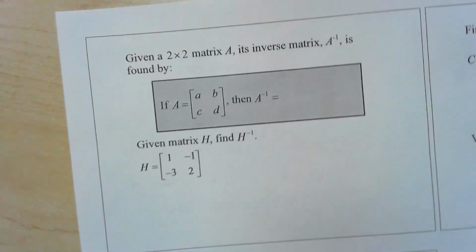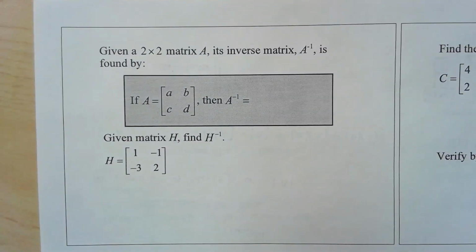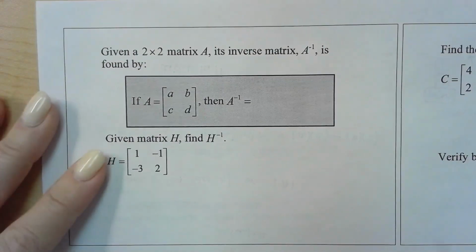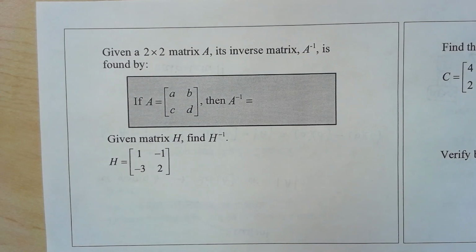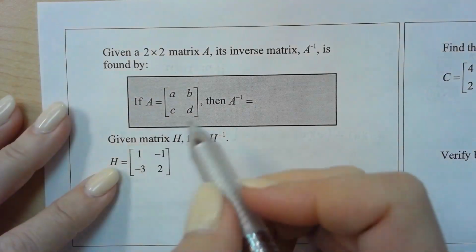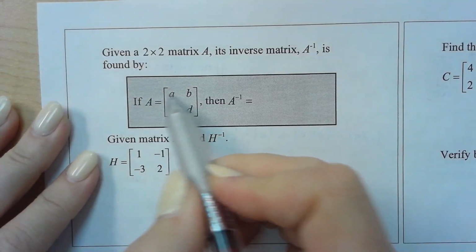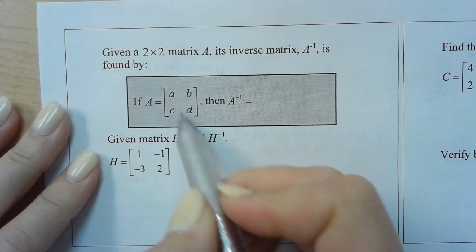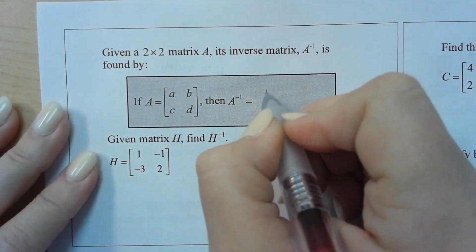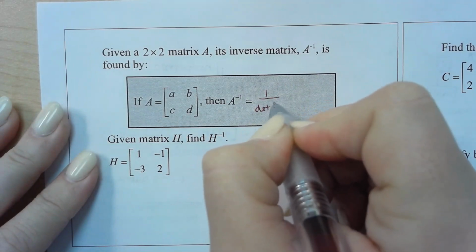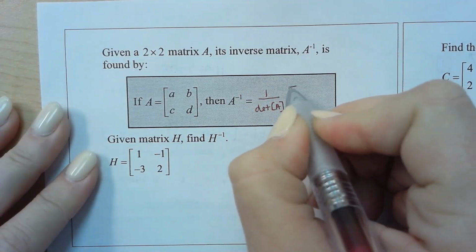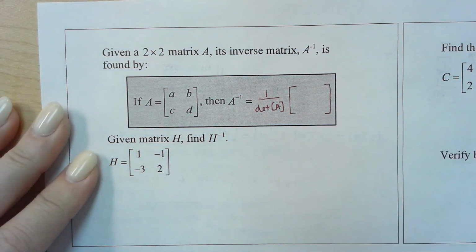All right, so now that we know how to find the determinant, let's talk about how we use it to find the inverse. So, given a 2 by 2 matrix A, so we're only going to know how to find the inverses of 2 by 2s. Its inverse, A inverse, is found by doing the following. So, matrix A is full of these 4 elements, A, B, C, D. Its inverse will be 1 over the determinant of A. Remember, the determinant is a constant.